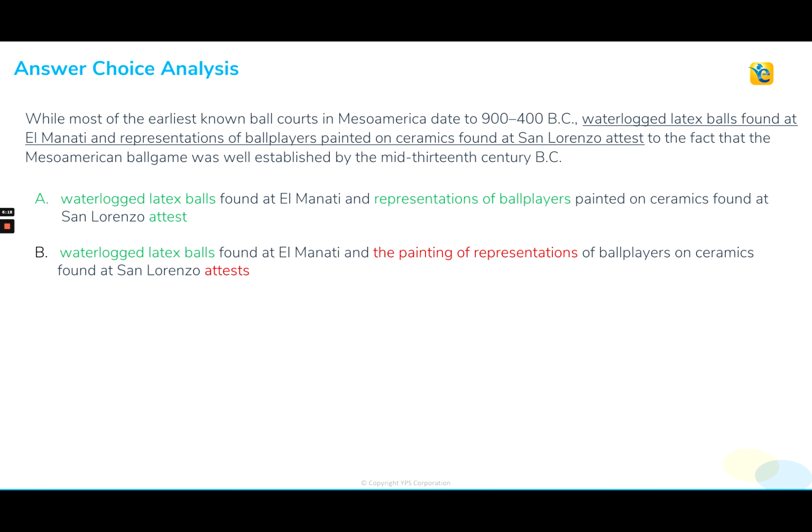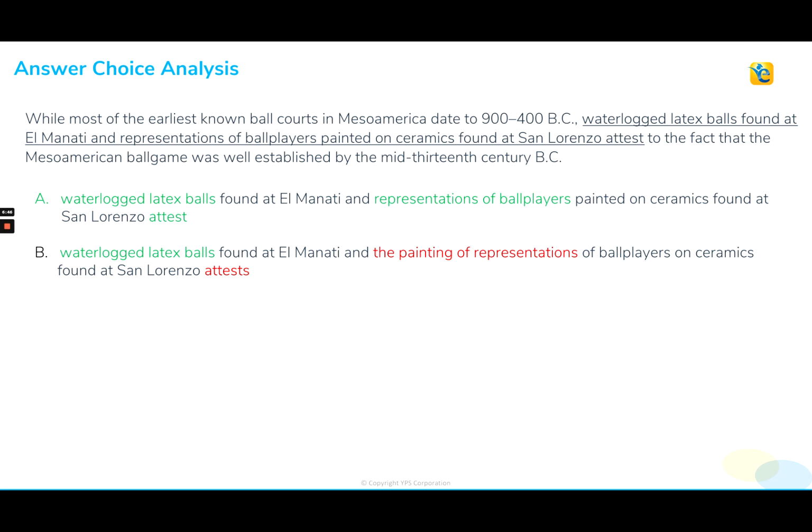Let's take a look at choice B. Now here, the plural subject, waterlogged balls, and the painting of representations has the singular verb attests. So we have this subject-verb must agree in number error. So that's our first deterministic error. Now also take a look at the change of structure here. We no longer have representations of ball players. We have the painting of representations.